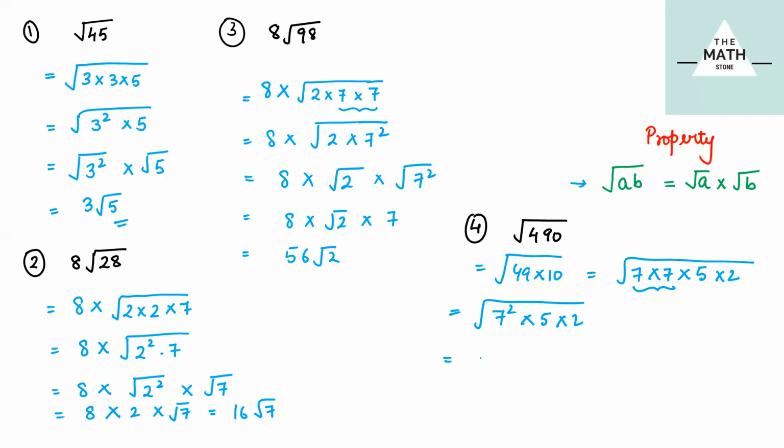Now apply the multiplication property. This becomes square root of 7 squared times square root of 5 times 2. So this becomes 7, and 5 times 2 is 10. So 7 root 10. And that's your final answer. So this is how we simplify radical expressions.